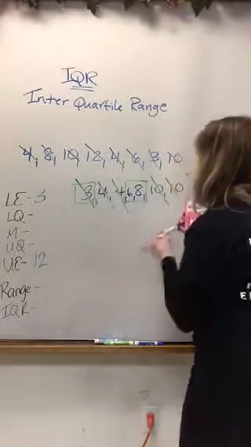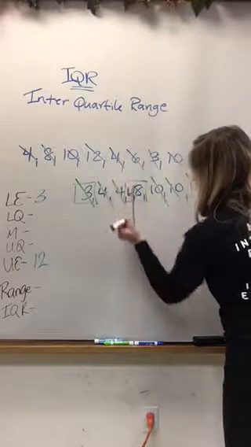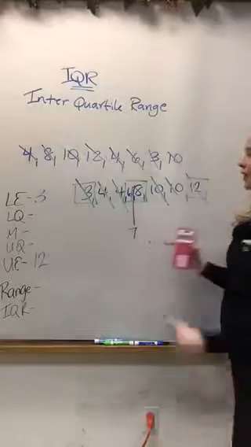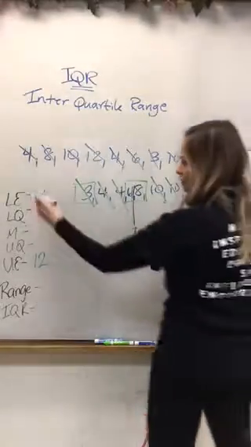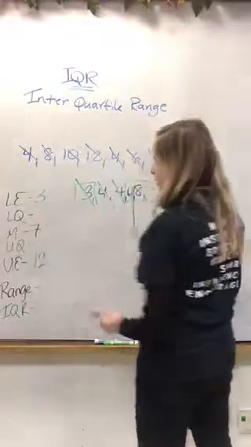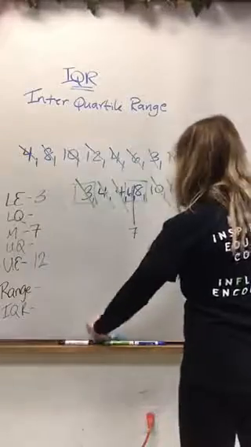So the number in between 6 and 8 will be 7. What I do is, visually, I draw a bar in between 6 and 8, and I write the number 7. And that will help me identify my median as 7. So once I've done that, I go into my chart, and my median is 7. That's the middle number. Now it's time to find the lower quartile.